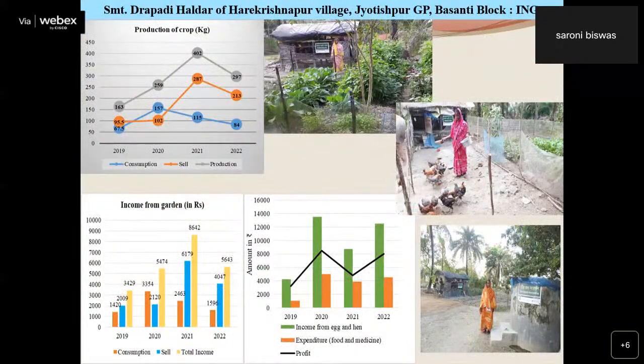Now, after the intervention, you see this is one lady whose monthly income was just below 4,000. Before the intervention, her production in the homestead land, where she used to grow only a few crops, was hardly 80 to 90 kgs, but that has increased manifold after the introduction of the sustainable agricultural technologies implemented in her household. Similarly, the income from her garden was more than 8,000. Income from egg and hen was also enhanced, to about 14,000.